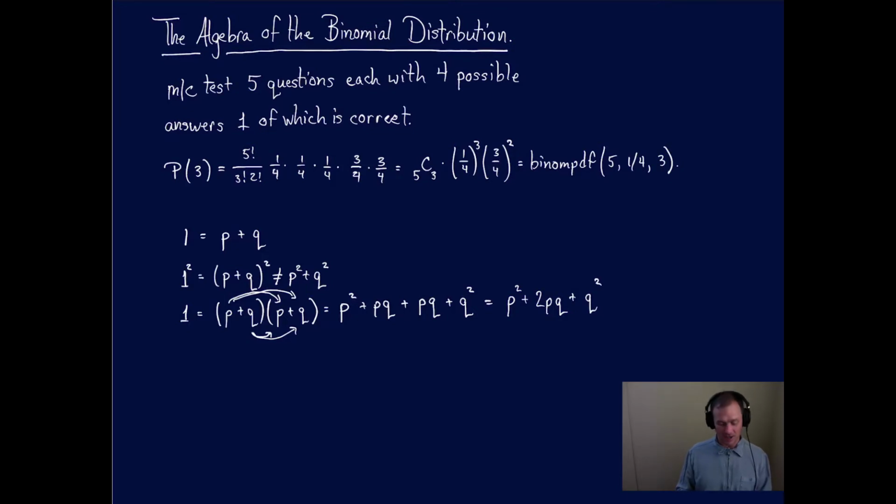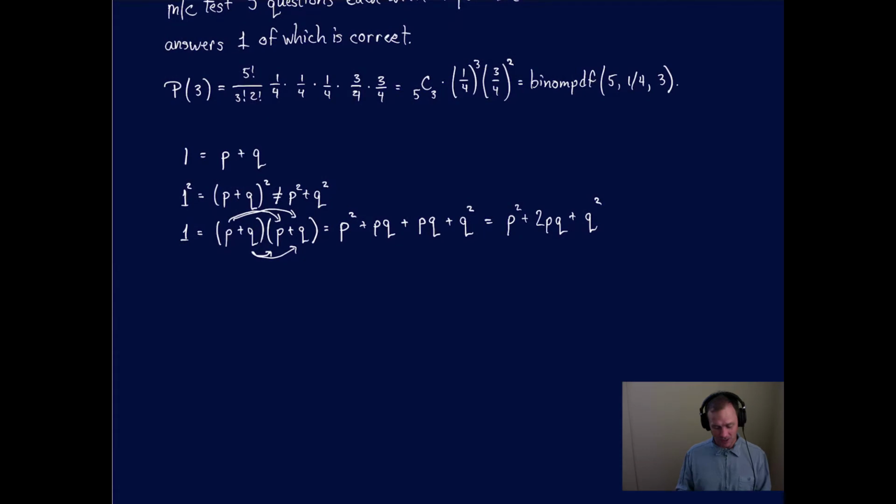Now, you know what? That was kind of fun. I think we should try it again. So let's do that. Let's cube it. So 1 cubed. And if we cube the other side, that's perfectly legit. But what we want to find out is how that expands. Well, let's see. So p plus q cubed is p plus q times p plus q times p plus q.